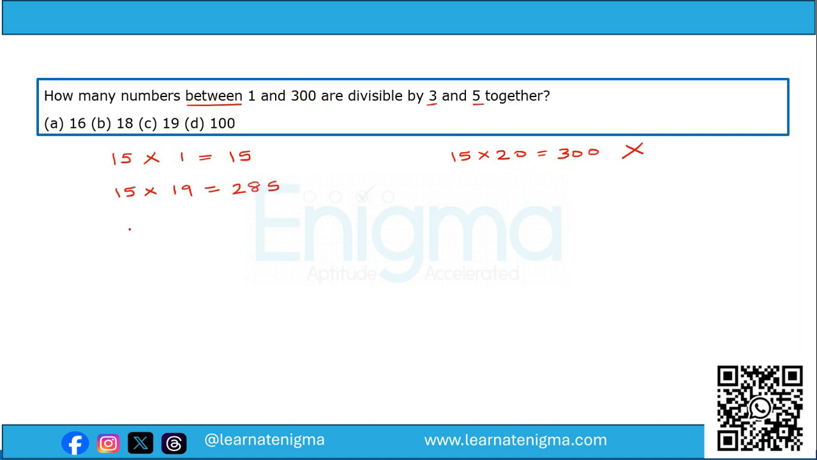Okay. Now, we have to count this. So from 1 to 19. Okay. So how to do it? 19 minus 1 plus 1. So answer comes as 19. So option C. That's your answer.